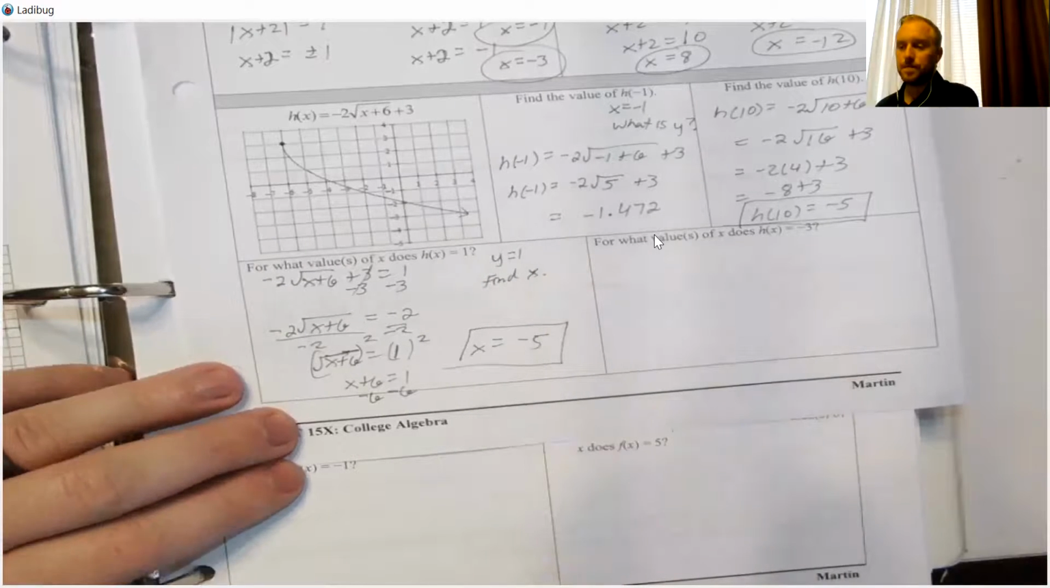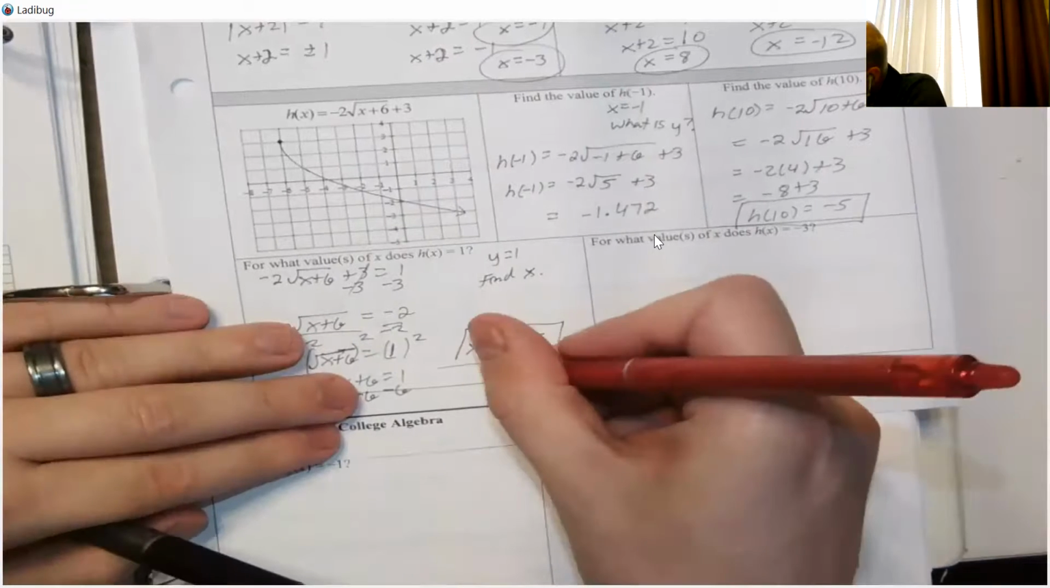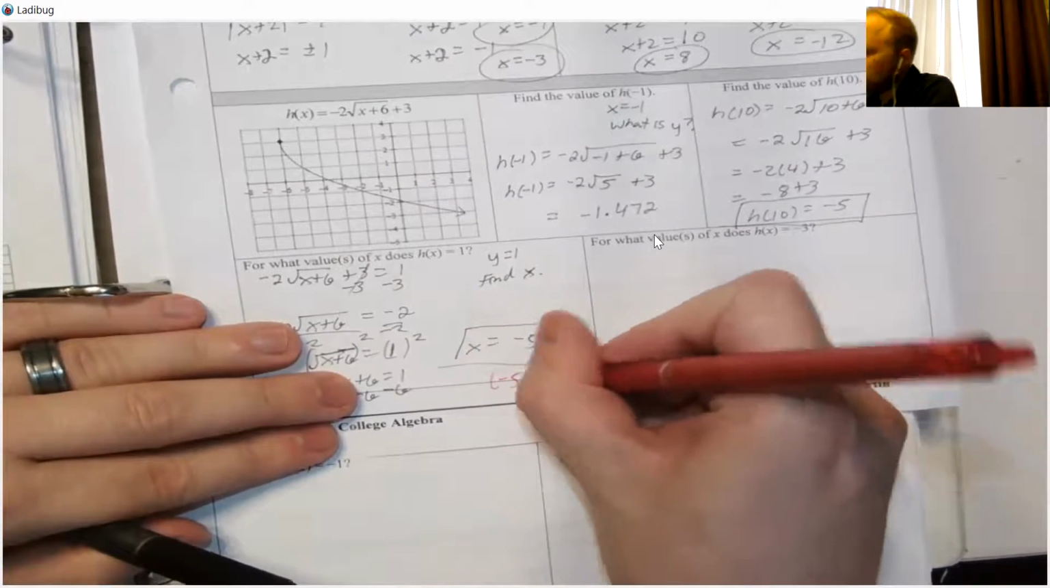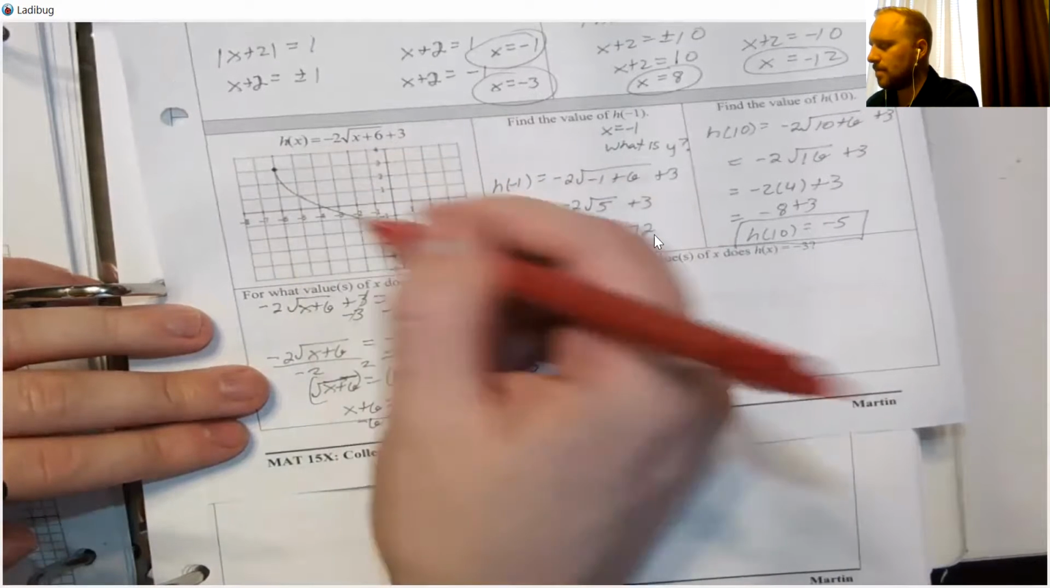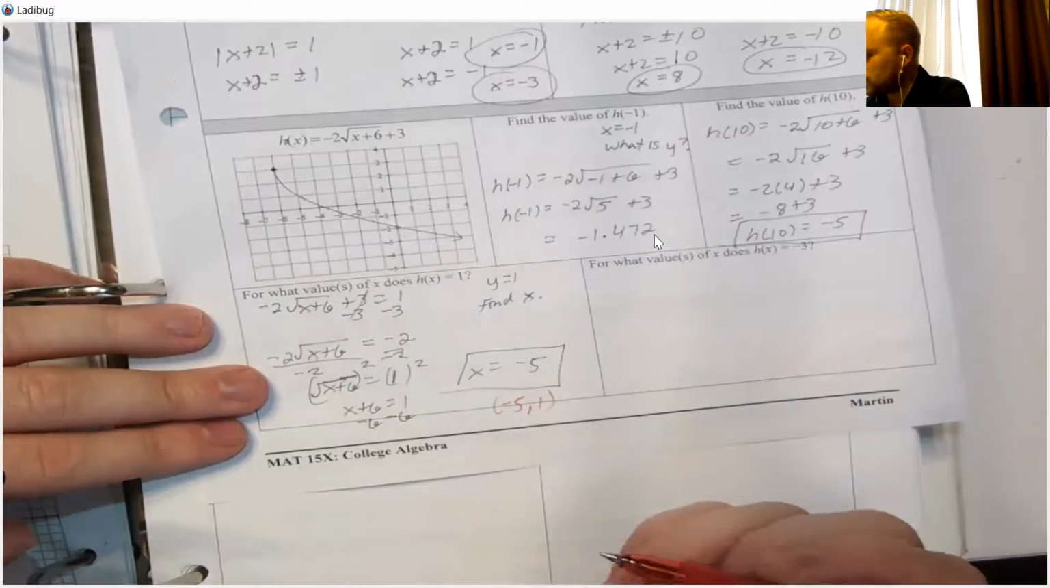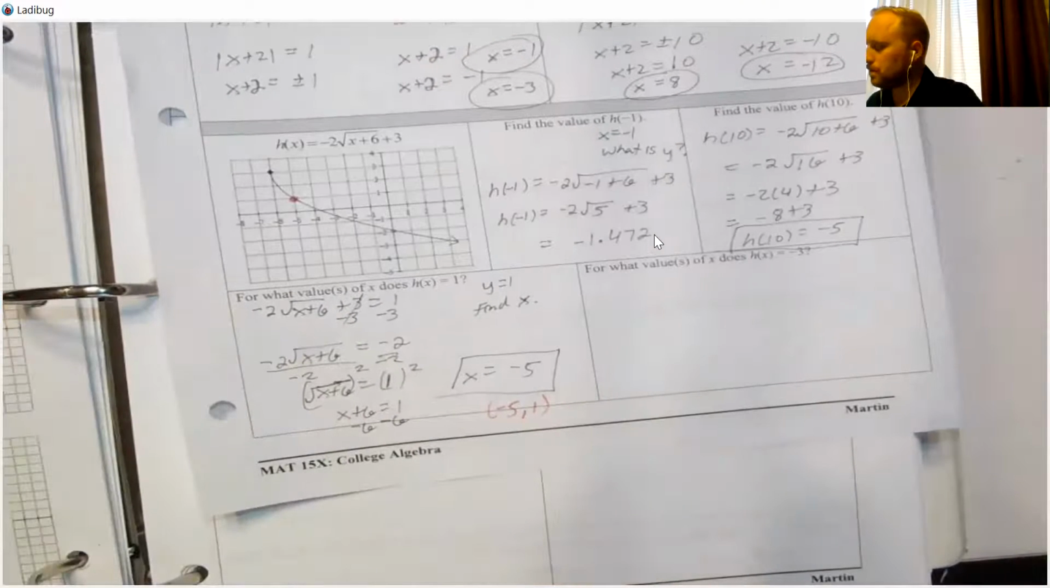So there's our answer. Okay, and you could look, if we could plot this point, negative 5 comma 1, we could see if that is going to be a point that's on this square root function. So negative 5, 1 is right there. It's on it. So perfect. Good. Okay.